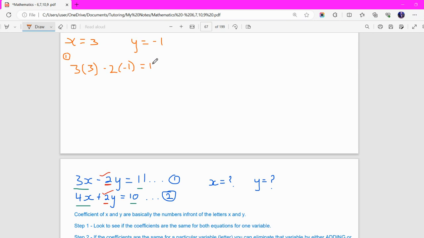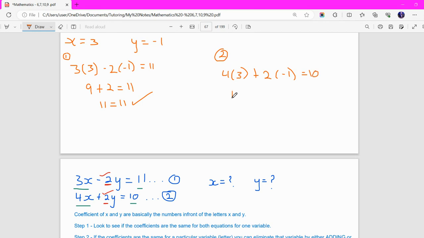is equal to 11. 3 by 3 is 9. Negative 2 times negative 1 is positive 2. So I put a plus 2 there because a negative by negative is a plus. That is equal to 11. Right, so 9 plus 2 is 11, and you had 11. So 11 equal to 11, it satisfies equation 1. Let's see if it satisfies equation 2. So we have 4 multiplied by 3 plus 2 multiplied by negative 1, that is equal to 10.